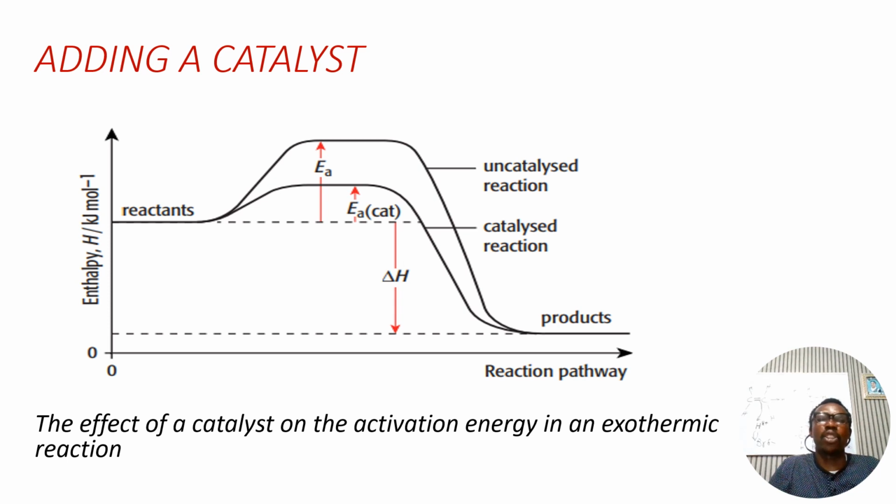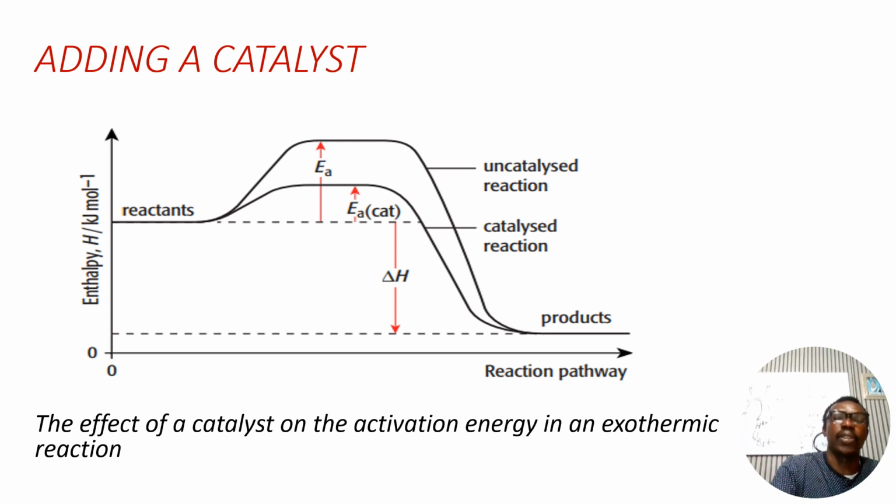This before us is a graph of the energy profile diagram for an exothermic reaction. You have the enthalpy in kilojoule per mole on the vertical axis and the reaction pathway on the horizontal axis. So we're looking at the effect of a catalyst on the activation energy in an exothermic reaction. From collision theory, we state that for any chemical reaction to take place, there must be collision between the reactant particles, and the colliding particles must generate energy equal to or more than the activation energy.